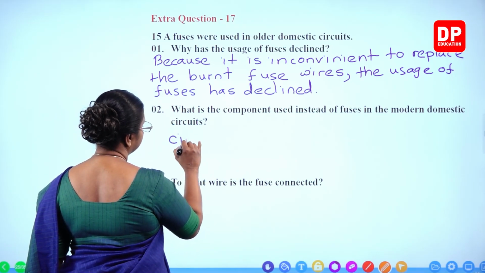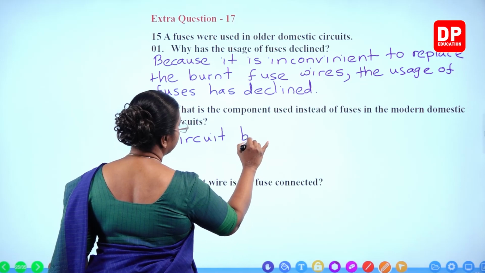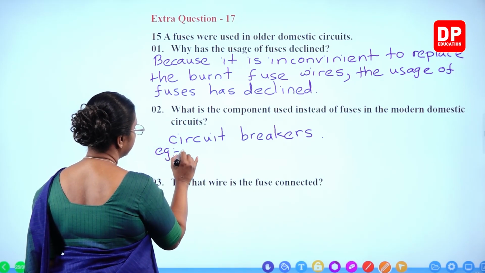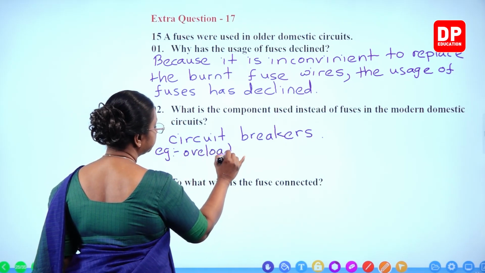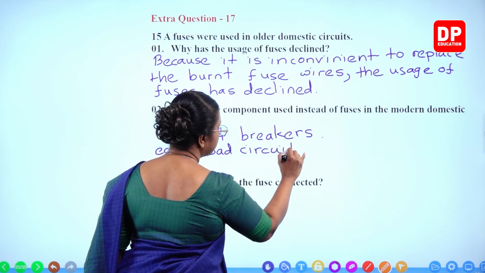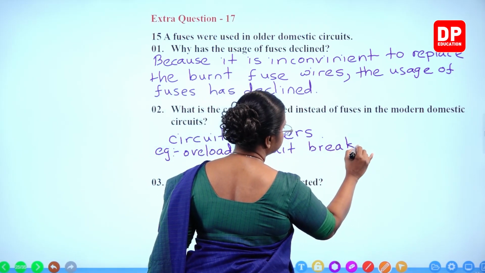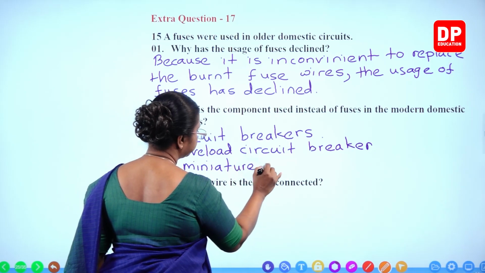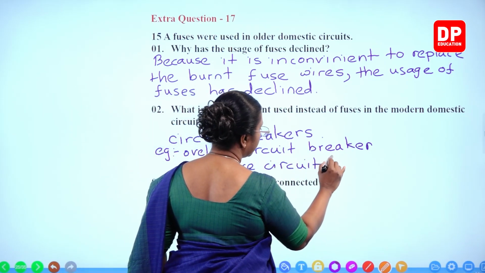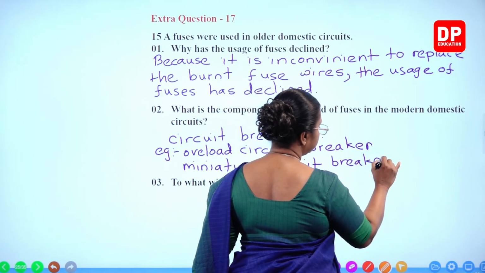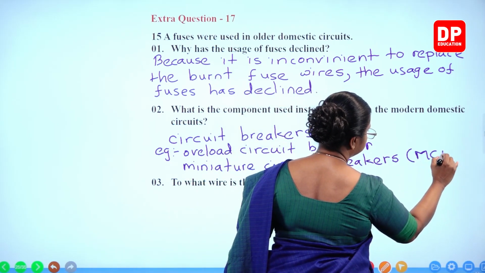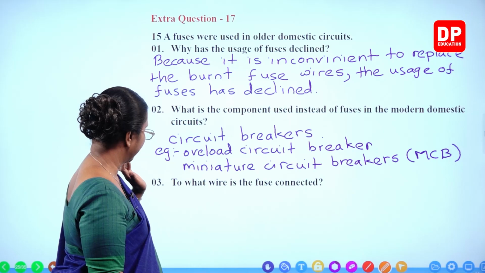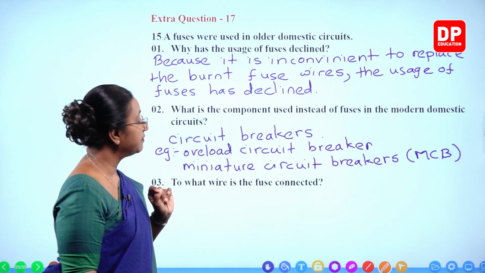So circuit breakers. As examples, we can say overload circuit breaker, and miniature circuit breaker. That is MCB. So that is how we use the circuit breakers. Examples as well. Then the third one, to what wire is the fuse connected?